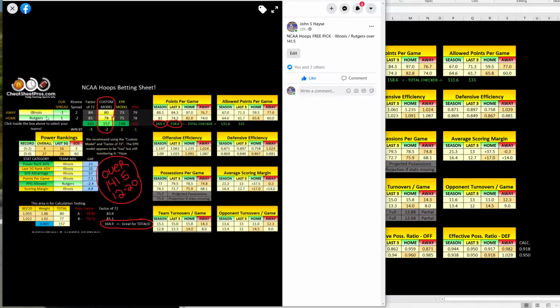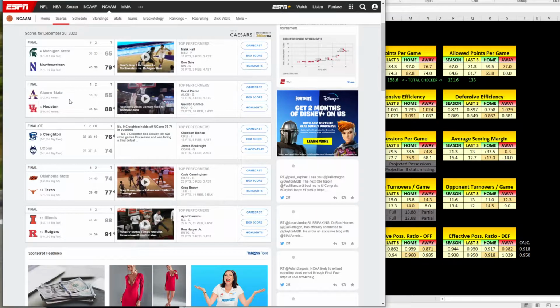So this game, Illinois and Rutgers, the over-under I noticed on it was 141.5. You can see our custom model, which I go by up here, we had it at 157. So that's a significant difference. So I posted this and put free play over 141.5, and it ended up getting, where did we go? It was 91-88, so 160, 170, almost 180 points. So it cruised over. That was an easy win.